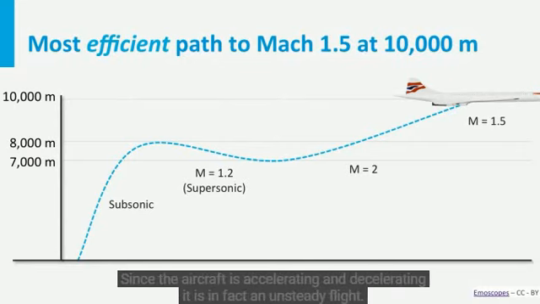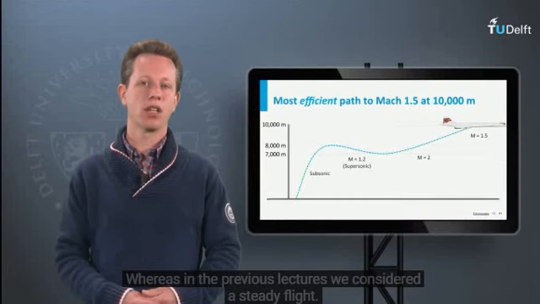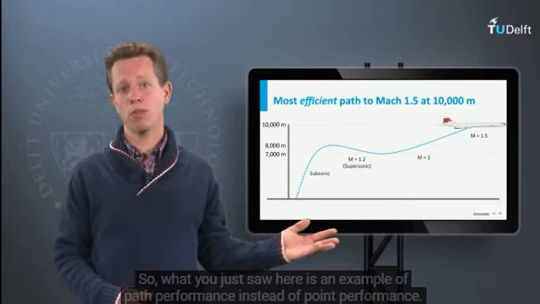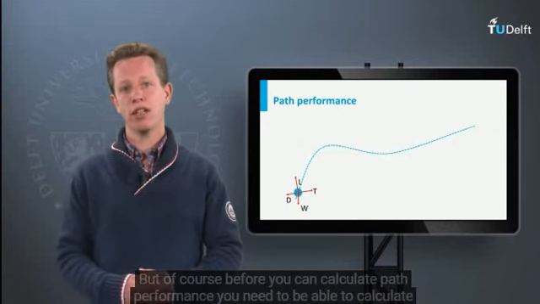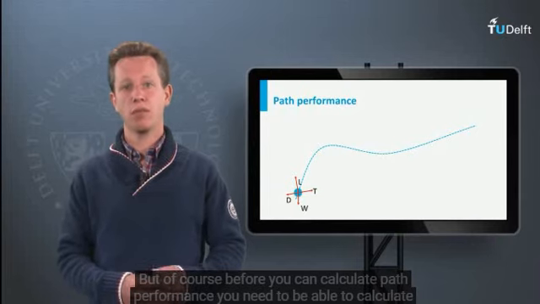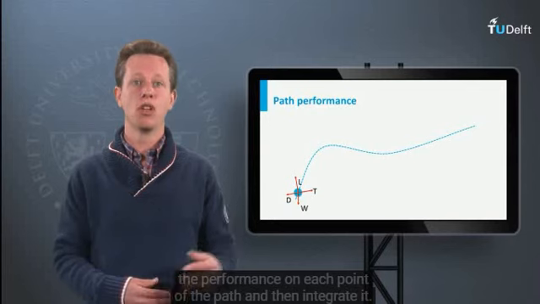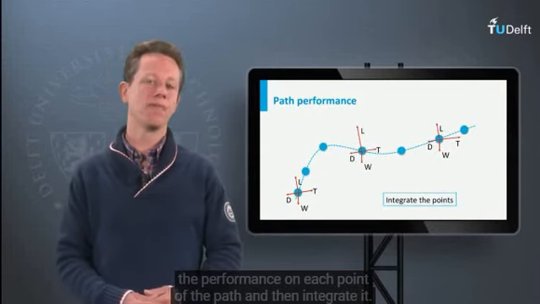Since the aircraft is accelerating and decelerating, it is in fact an unsteady flight, whereas in the previous lectures we considered a steady flight. So, what you just saw here is an example of path performance instead of point performance. But of course, you can calculate path performance. Before you can calculate path performance, you need to be able to calculate the performance on each point of the path and then integrate it.